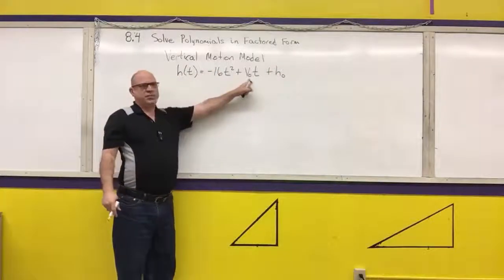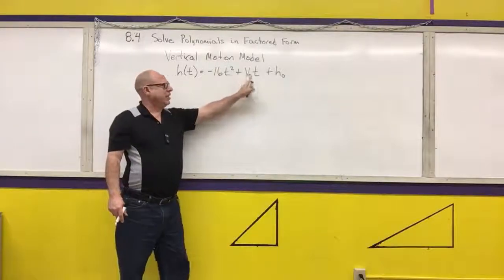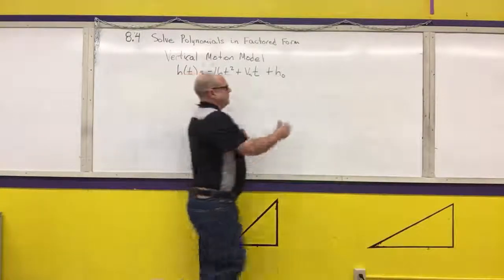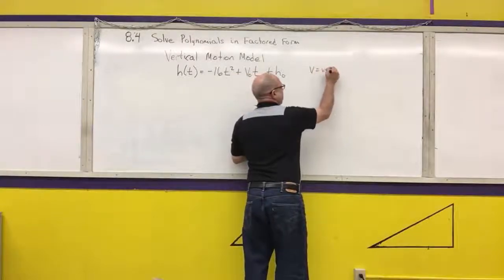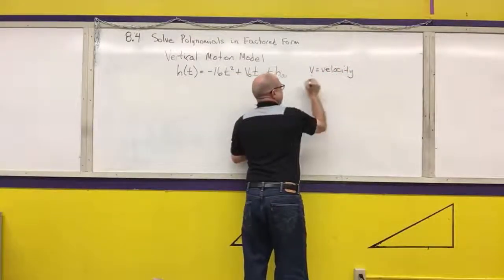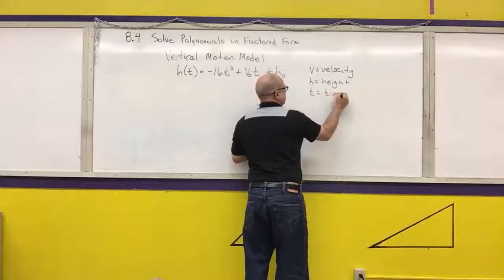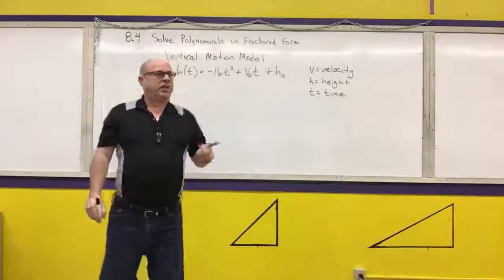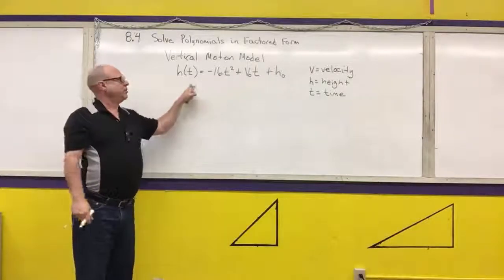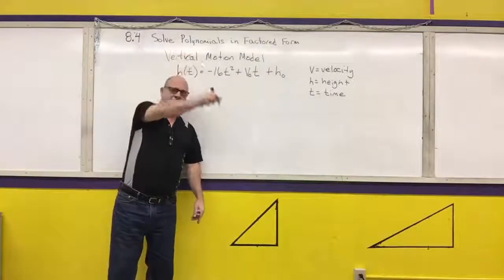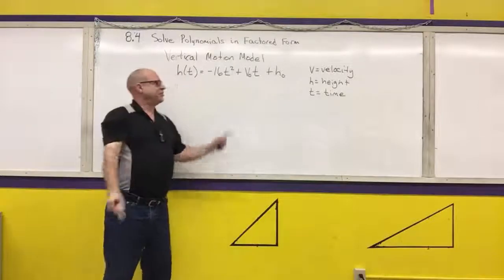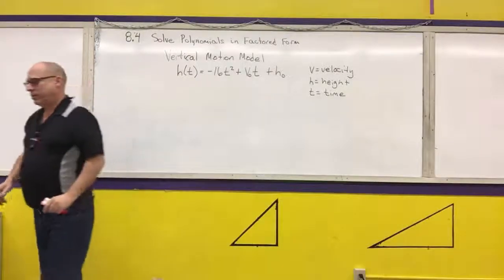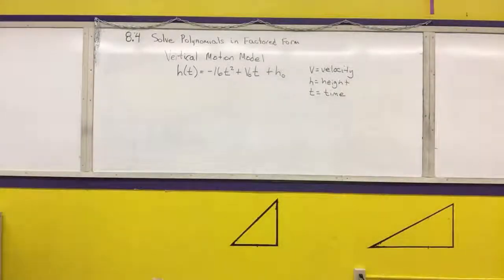Okay, so the sub-zeros mean initial, where v is velocity, h is height, and t is time. Okay, where this model comes into play is anything that you toss up in the air that will come back down, and this is going to allow us to figure out when an object is going to hit the ground, assuming that it started on the ground.